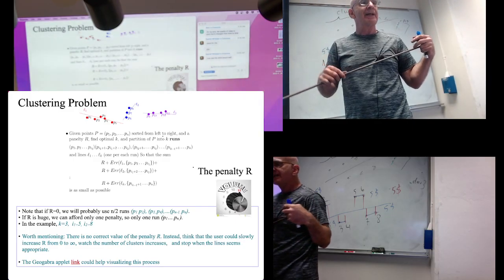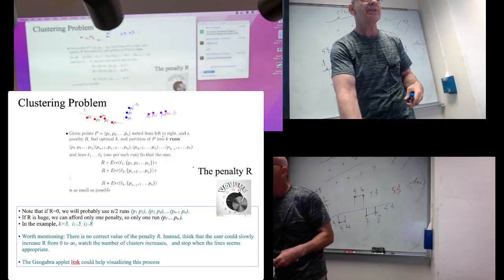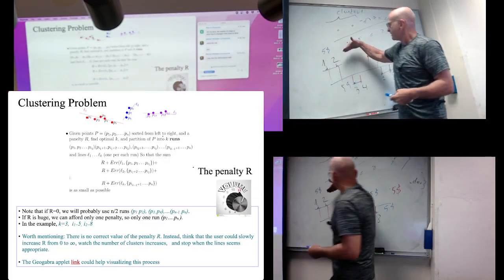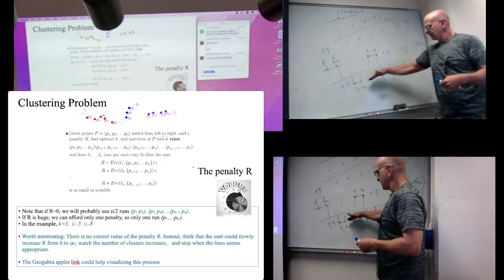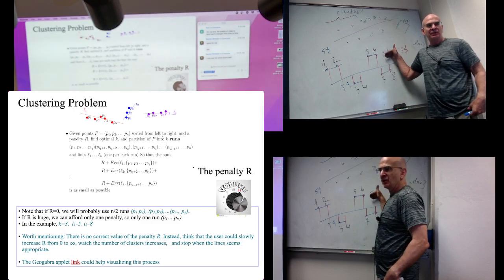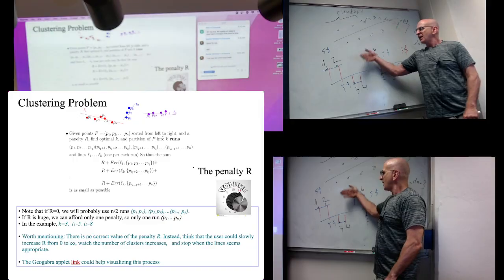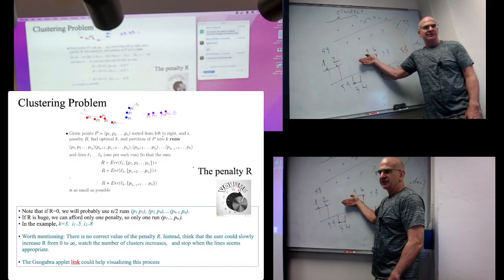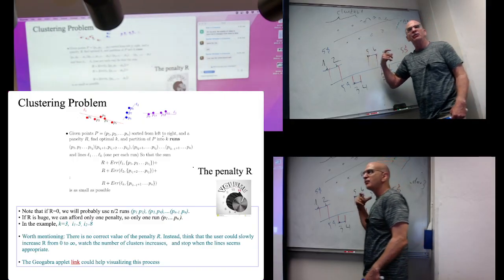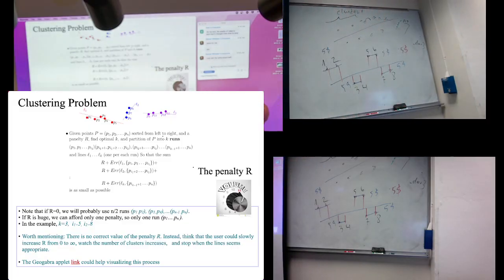There is no correct answer to how many clusters they need. The user needs to look at the clustering that I gave for this number of clusters and this penalty, and say, I like it or I don't like it. There is no correct value of the penalty R. It's something that the user needs to decide or play with, but for every value of R, the problem is well defined. It's a nice optimization problem.